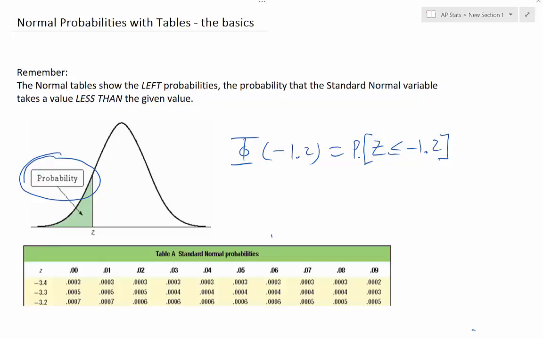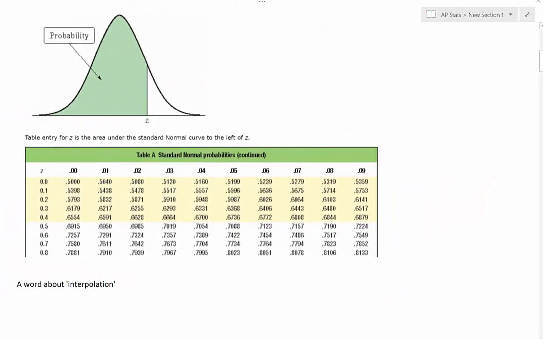Okay, now that we know that the tables are left-hand probabilities only, let's actually look at a couple of special cases. Reading the tables is very straightforward. If we want the probability that z is less than or equal to 0.67, well, that's easy. We just read across at 0.6 and read across until 0.07, and where they intersect is the actual answer, 0.7486.